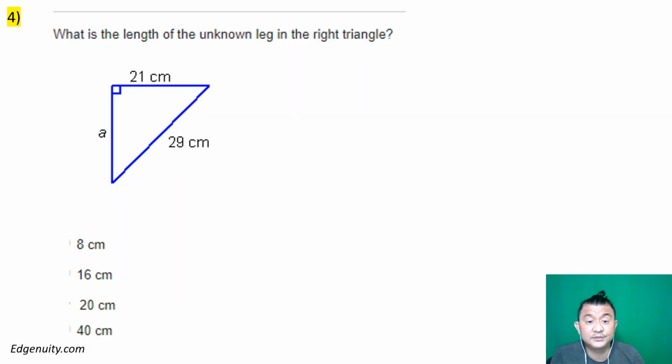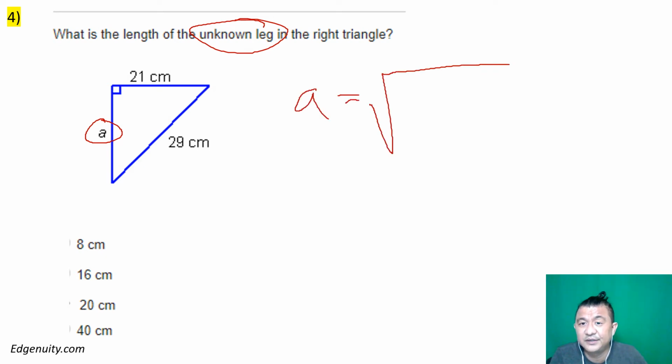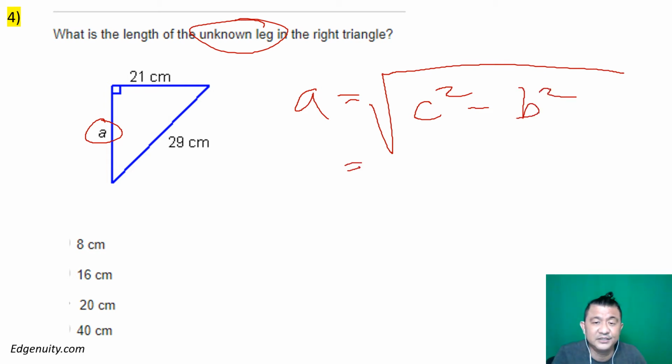Now let's try this ingenuity problem. What is the length of the unknown leg? Okay, so obviously it's an A. Let's use a ready-made formula. A is equal to, remember the derived formula? It's not addition now, it's subtraction. C squared minus what? The B squared. See that? You could begin with that formula or the other formula.